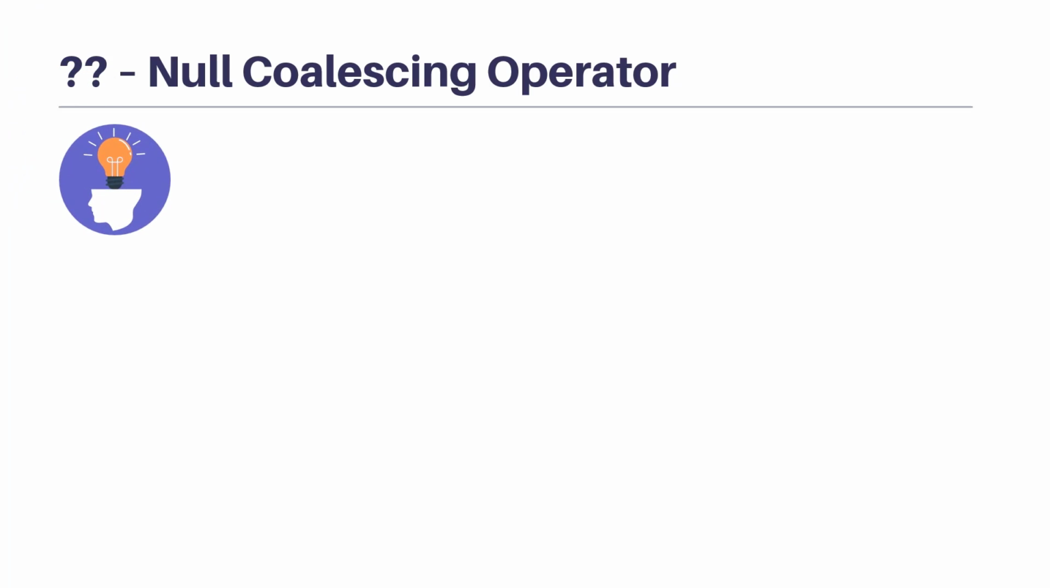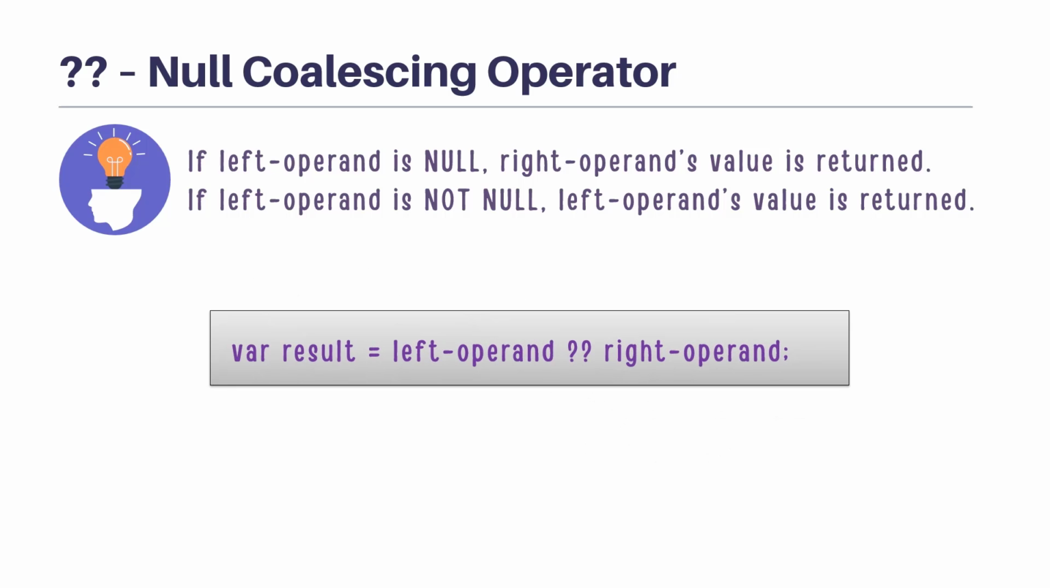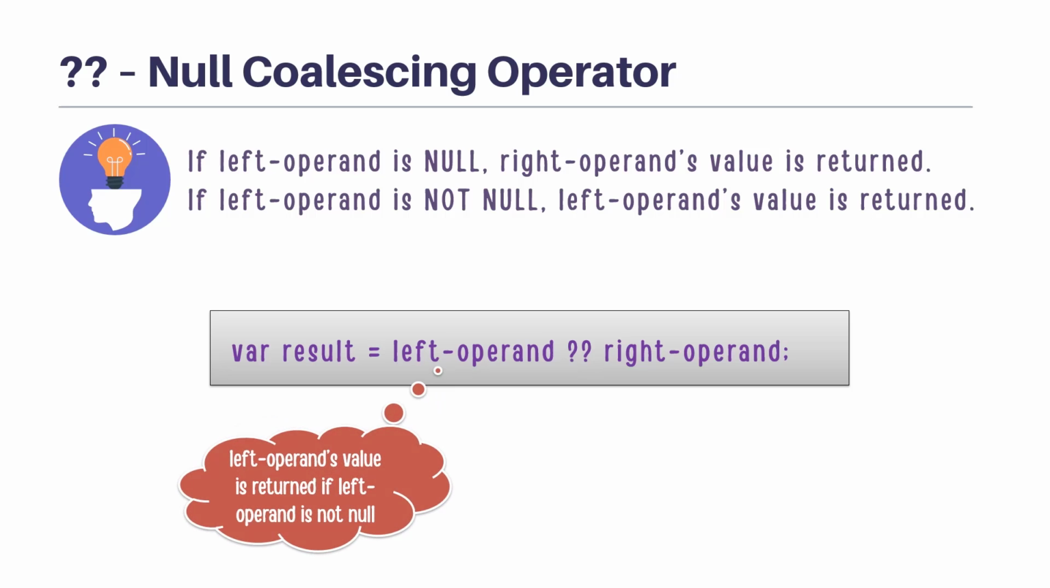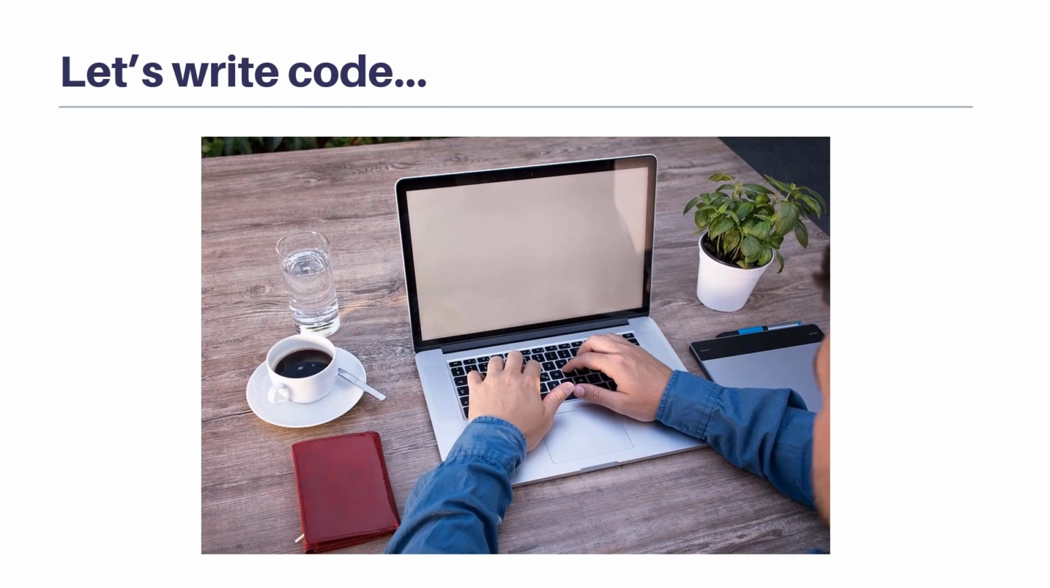After ternary operator, the second operator that we want to understand is null coalescing operator. This operator is represented by double question marks. This is a binary operator, so it needs two operands. Left operand is followed by double question mark sign, and then it is followed by a right operand. The null coalescing operator checks if the left operand is null. If the left operand is not null, then the left operand's value is returned. Otherwise, right operand's value is returned.